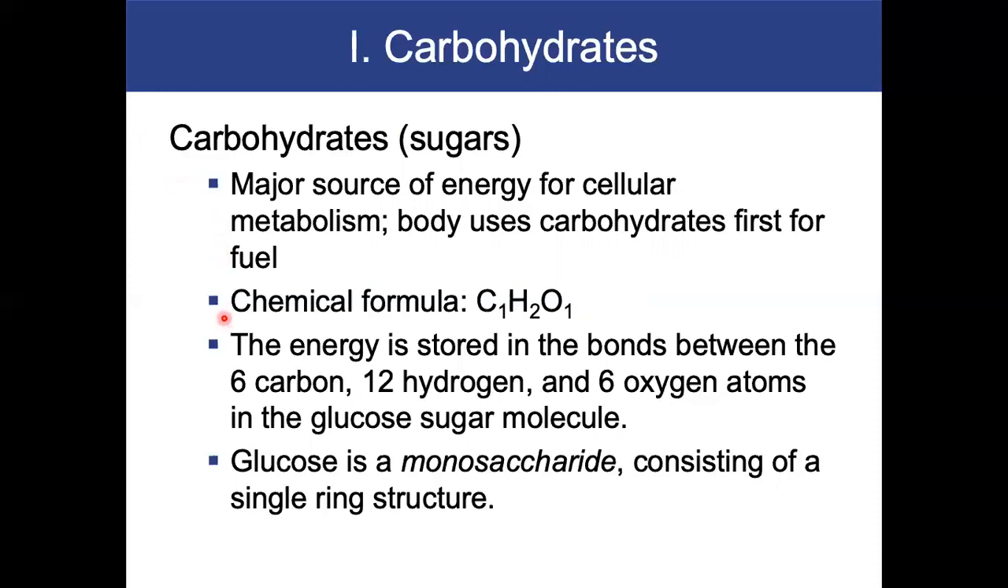The chemical formula of all carbohydrates is 1 carbon to 2 hydrogens to 1 oxygen. So glucose is C6H12O6, right? So it's a 1 to 2 to 1 ratio.